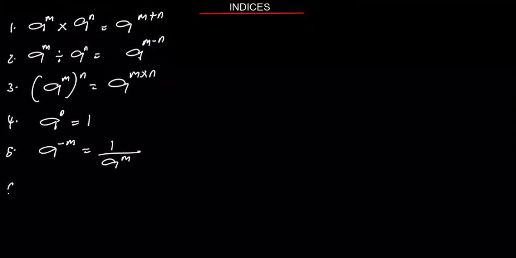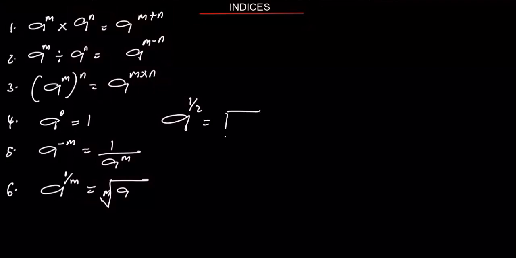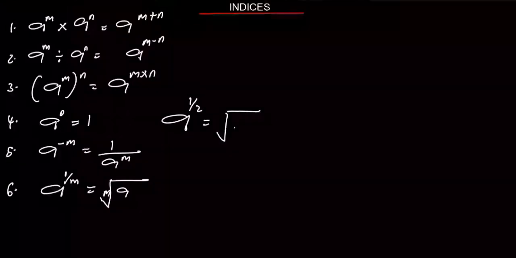So the next law is this. Let me say I have a raised to power 1 over m. What you're having here is 1 over a power, so that power will be like a root, the mth root of a. Let me use a number so that we can understand it very well. For example, if I have a raised to power 1 over 2, this 1 over 2 will become a root, the square root of a.